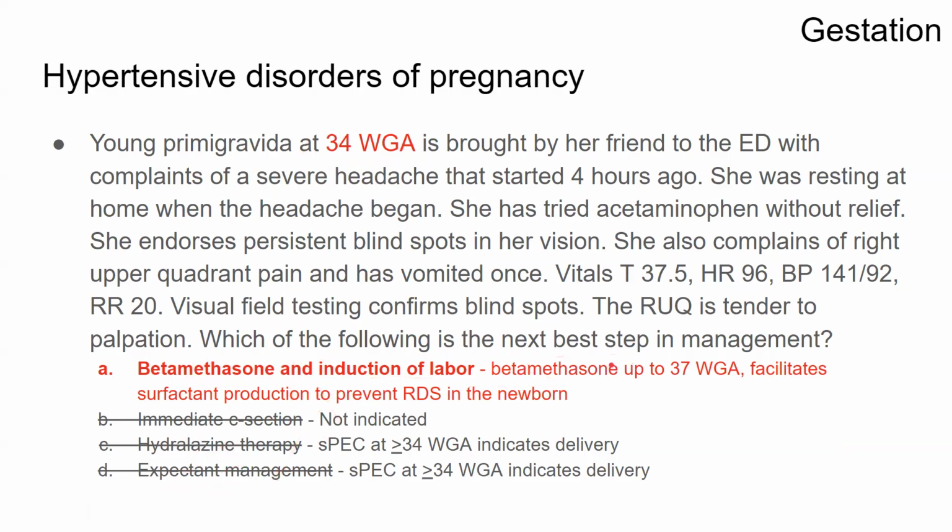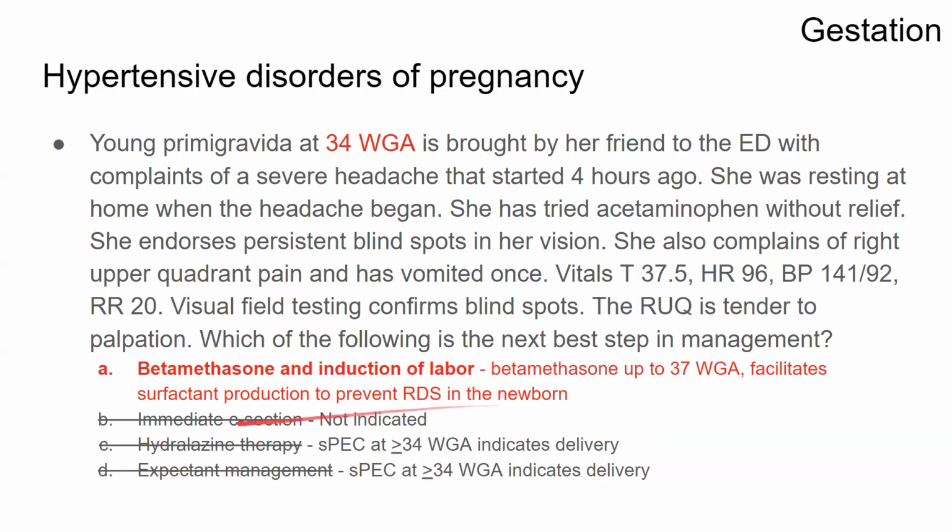So betamethasone, it helps the mom and it helps the baby specifically as well. You can give betamethasone to a laboring mother up to 37 weeks of gestational age. The reason you give betamethasone is because it facilitates surfactant production in a premature newborn, and that prevents respiratory distress syndrome in the newborn. This isn't the PEDS shelf, so you don't need to know RDS, but check out my PEDS episode. I don't think I've talked about RDS yet, but it's coming. Don't worry. Anyway, so you induce labor.